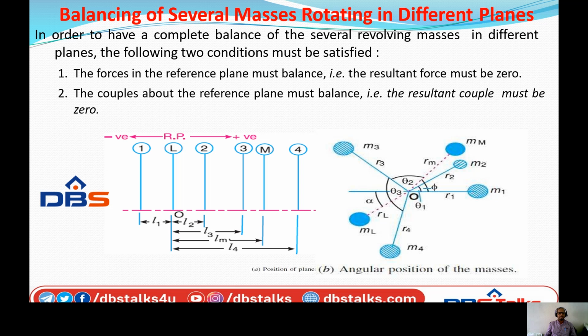In order to have a complete balancing of several masses in different planes, we need to satisfy two conditions. One is that the forces in the reference planes must be zero, that is, the resultant force must be zero, and the couples about the reference plane must balance, that is, the resultant couple must be zero. So we have to satisfy the two relations: the resultant force must be zero and the resultant couple must also be zero.